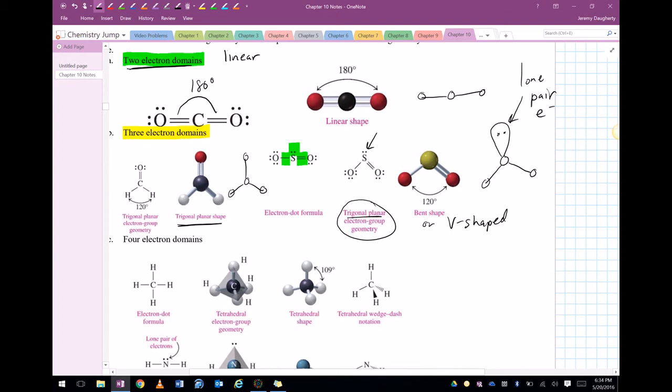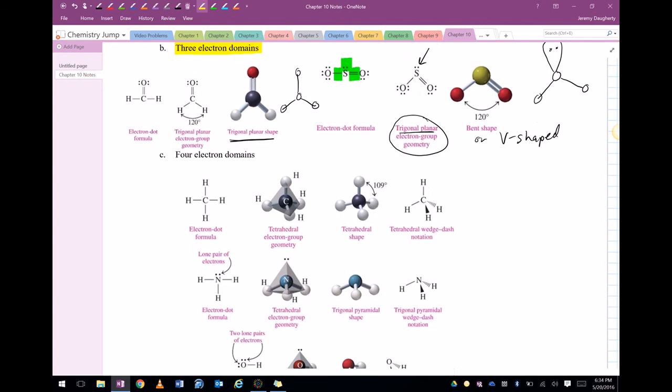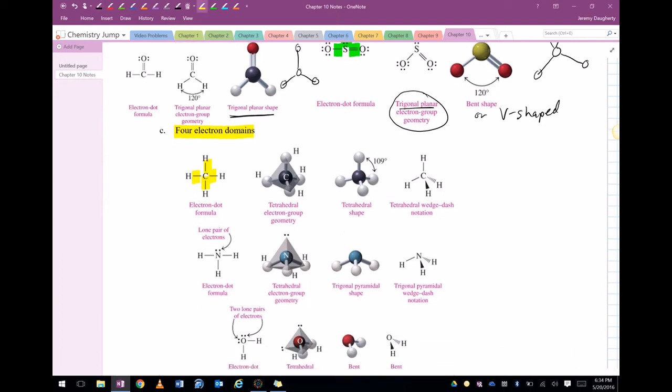Let's move on to 4 electron domains. So here's methane, CH4, 1, 2, 3, 4 electron domains. They're all atoms, so we call that tetrahedral. So the electron domain geometry is tetrahedral.